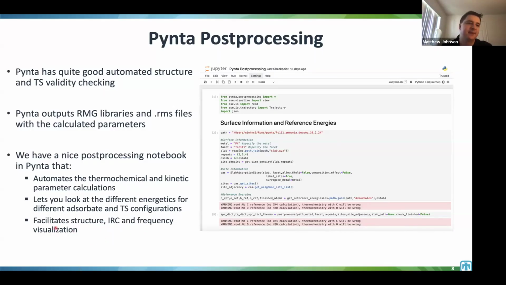about the structures. It also has very good automated structure and transition state validity checking, although for a lot of these quantum chemistry workflow software packages, this is always one of the Achilles heels. So you should always check these sorts of things first. But Pynta does a pretty good job of identifying which transition states are valid and which aren't.